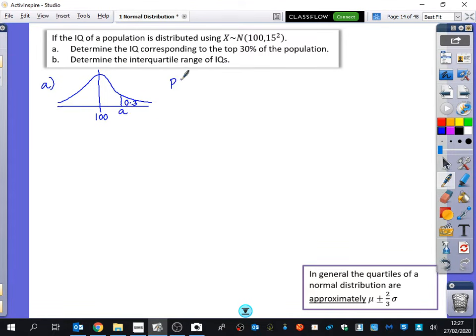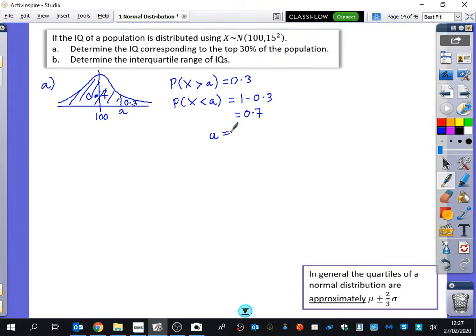So the probability that x is greater than A is 0.3, which we know, if we're trying to find out what this area over here is, this is 0.7. So we know that the probability that x is less than A is 1 minus 0.3, which is 0.7. And then we use our calculator to find out what A is.